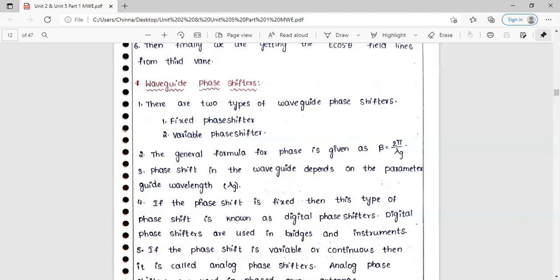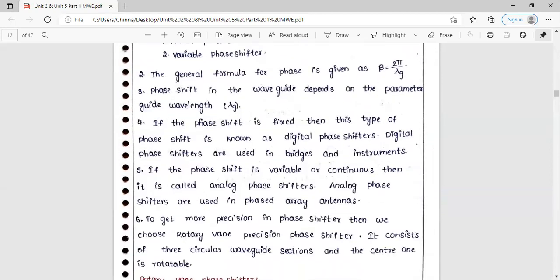If the phase shifter is fixed, then this type of phase shifter is known as a digital phase shifter. Digital phase shifters are used mainly in the applications of bridges and instruments. The other name is dielectric phase shifter. The phase shifters which are of fixed type are considered dielectric phase shifters.